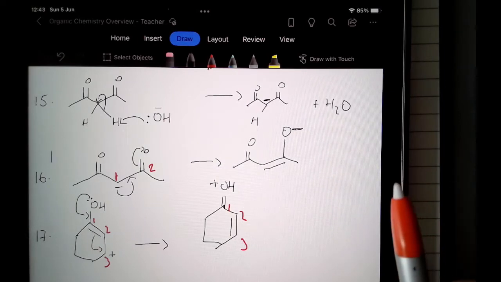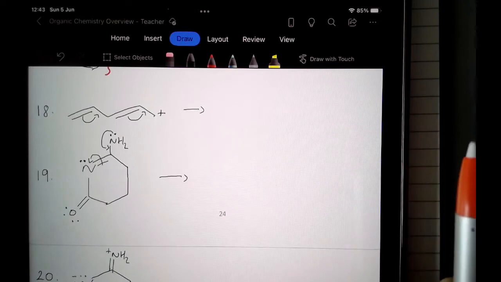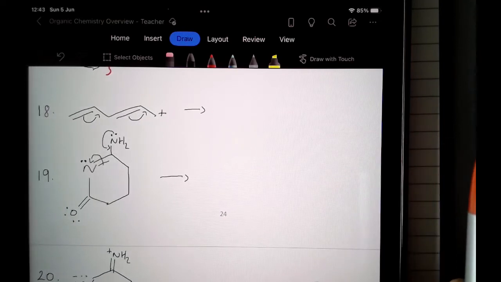I do appreciate that these are getting a little bit harder. So bear with me. Have a go at 18 and have a go at 19. So press pause and have a go at 18 and 19.